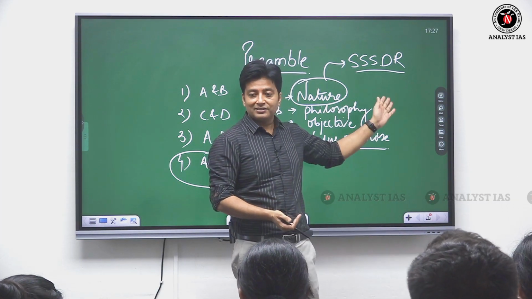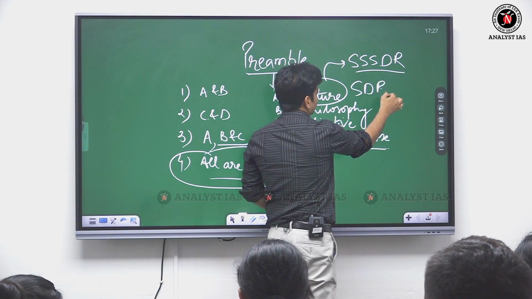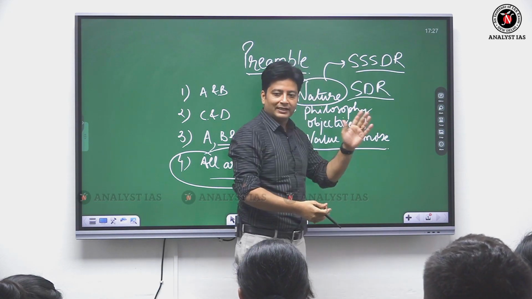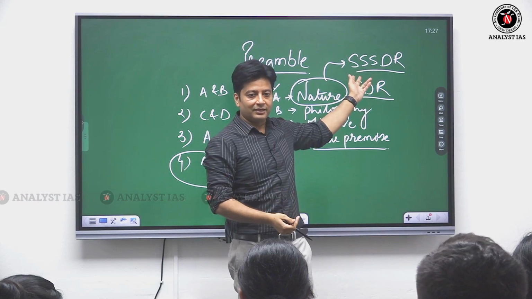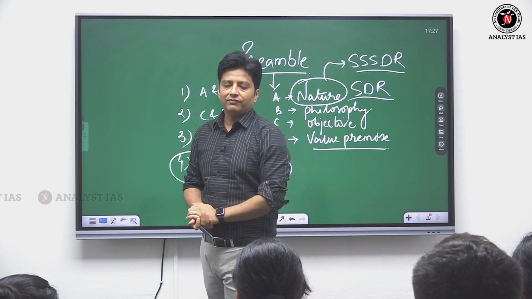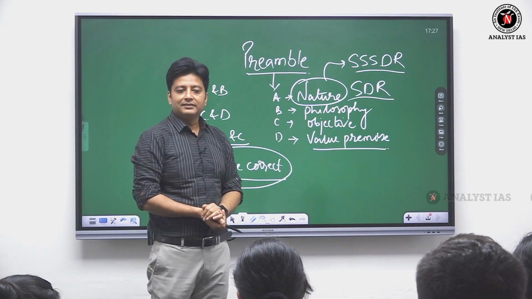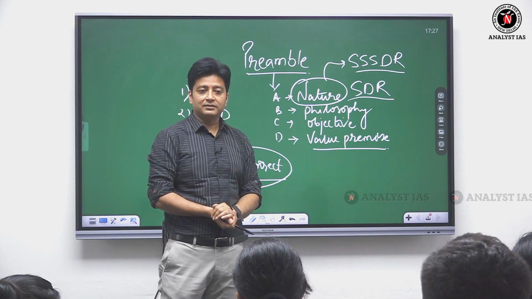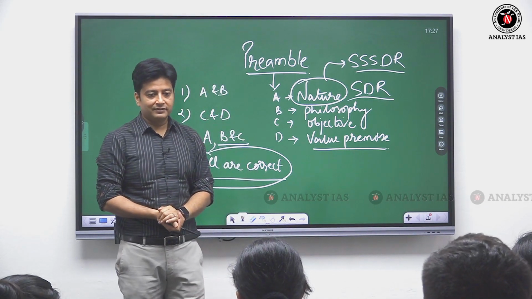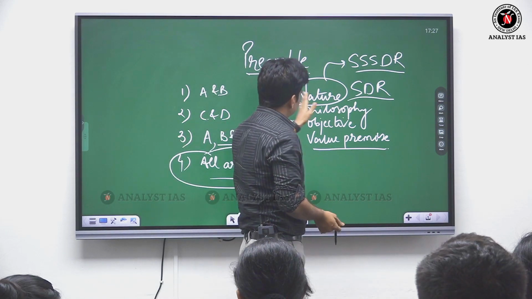But in the original form, this was not there. Only SDR was there: sovereign democratic republic. These two S's in between came later on in 1976 by way of the 42nd Constitutional Amendment Act, 1976. 75 plus 1 equals 76. I'm so proud of you. Anyway, that's the thing.